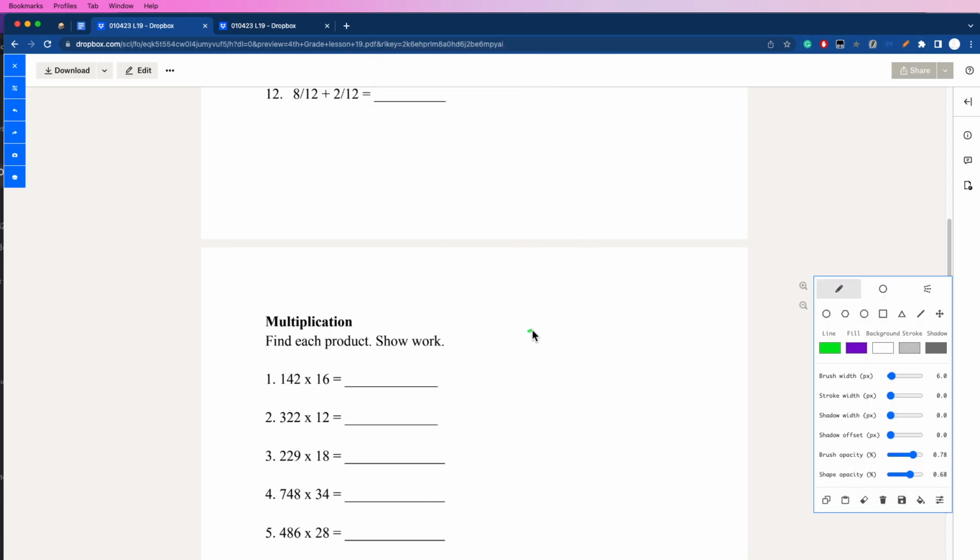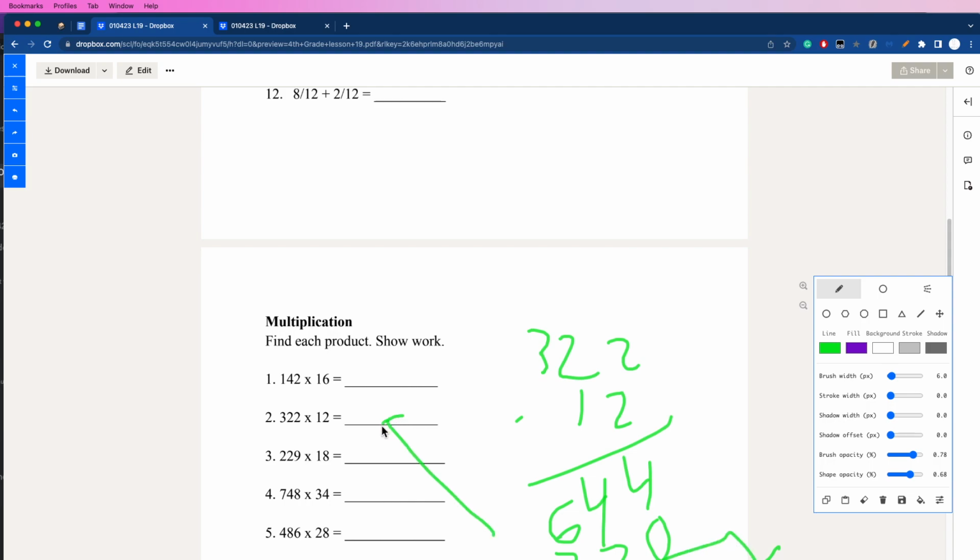Number two, 322 times 12. So 2 times 2 is 4, 2 times 2 is 4, 3 times 2 is 6, 0, 2 times 1 is 2, 2 times 1 is 2, and 3 times 1 is 3. So 4, 6, 8, 3. So 3,864 is your answer for number two.